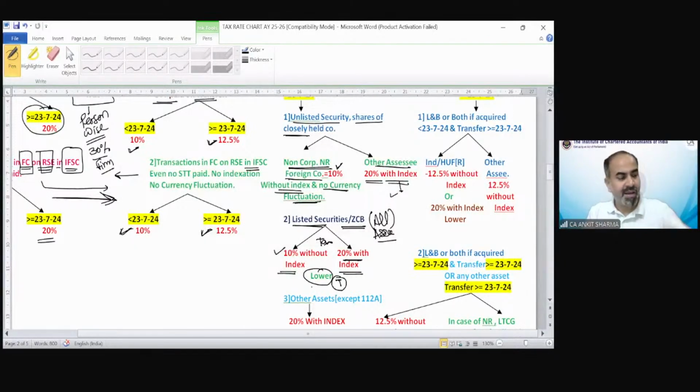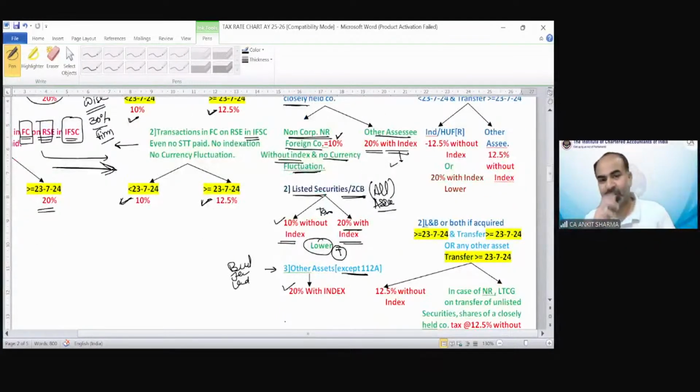If that is a listed security or zero coupon bond, this applies. For all other assets, which do not fall under section 112A, suppose that is building, jewelry, land, etc., any other long-term capital gain, the rate is specifically 20% with index benefit. So you have to put in this much effort yourself.